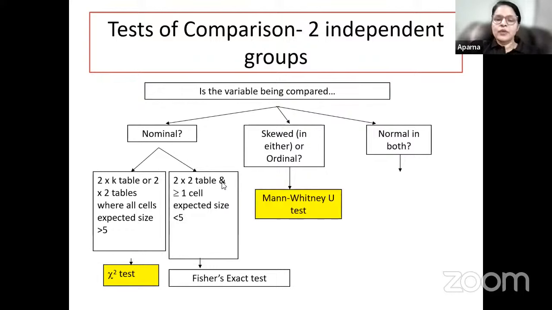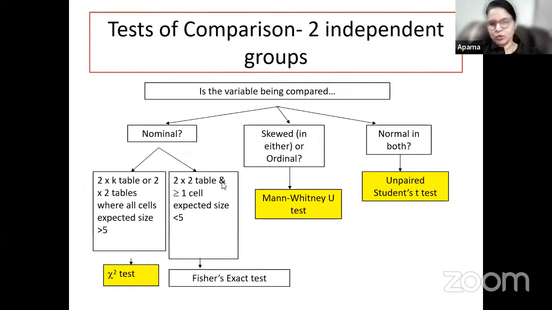On the other hand, if you had skewed data, in either categorical or ordinal data, in either of the two groups, if the distribution is going to be skewed, then we are going to use something called a Mann-Whitney U test. Whereas if the variable is normally distributed in both the groups, then we are going to use a student's t-test.